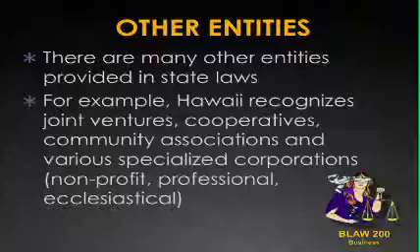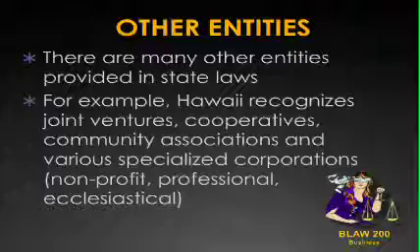Okay, now there's a whole lot of other entities, and so we will talk a little bit about these, but you can see that the statutes provide a variety of types of things. For example, in Hawaii, we have joint ventures and cooperatives, and these are pretty generally accepted across the country, and also nonprofit corporations. But we have a variety of other specialized organizations that are set up by statute that would apply in different situations. So some of these are more in the nonprofit area, or agricultural cooperatives, or community associations, that type of thing, as well as some specialized corporations such as professional corporations or ecclesiastical or church corporations. And again, we'll talk a little bit about the corporate side next time we get together.